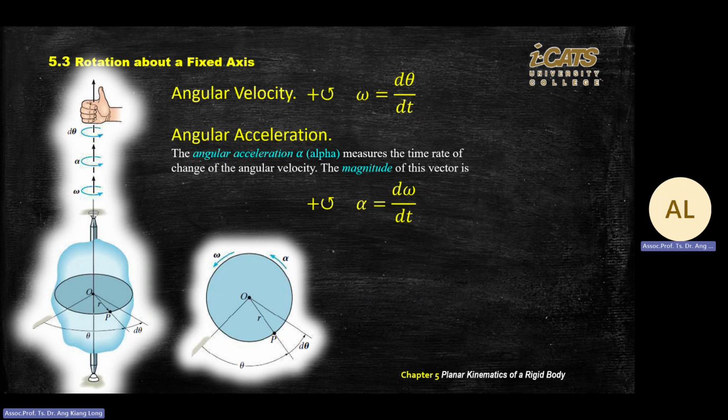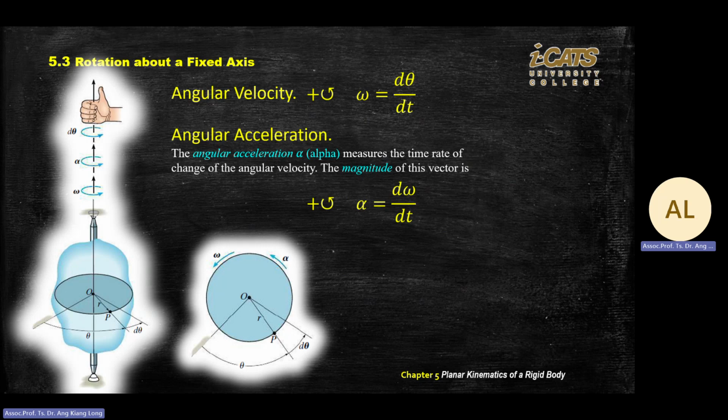Alpha equal to d omega dt. Also anti-clockwise position. That's why from the complete diagram for chapter 5, usually you will see O, you will see R, you will see interest points A, B, C, you will see angle in radian or in degree, but you need to convert to radian. You will see a change of angle d theta, and from the basic information here, either you'll be given omega or you'll be given alpha.